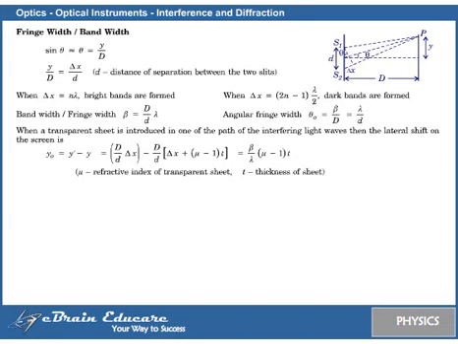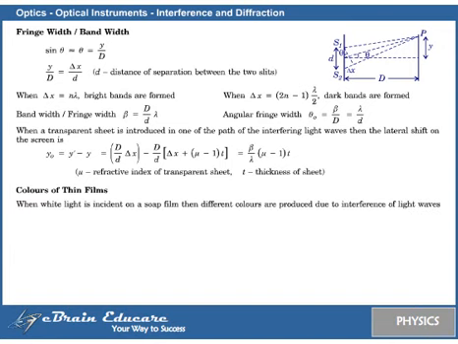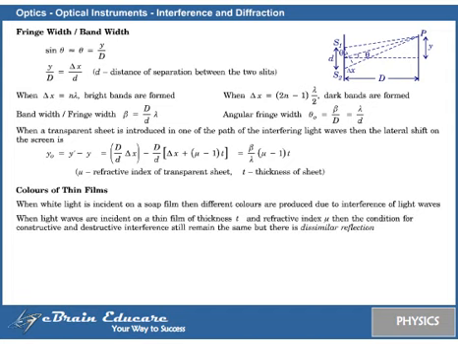In the case of colors of thin films, it is found that when white light is incident on a soap film or on a thin sheet of oil, then different colors are produced. The formation of these colors is once again due to interference of light waves. When light waves are incident on a thin film of thickness t and refractive index mu, then the conditions for constructive and destructive interference still remain the same, but there is what is known as dissimilar reflection.